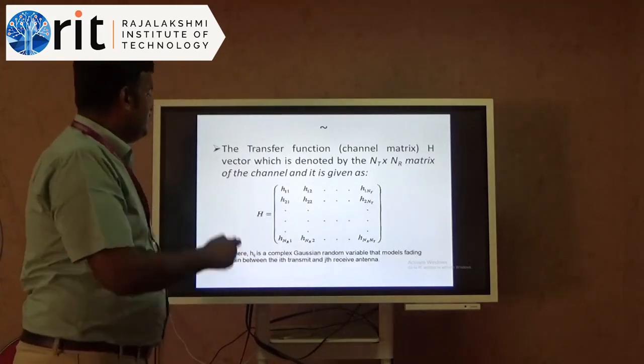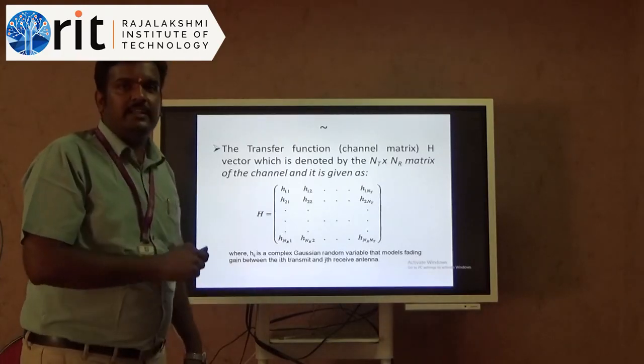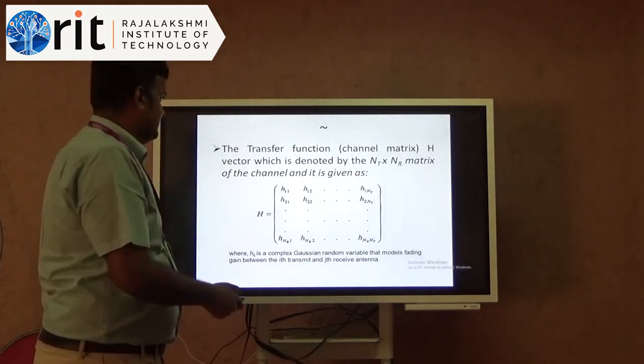Right? So this is how we need to form the mathematical model of a channel that appears in a multiple antenna system, especially in a MIMO system.